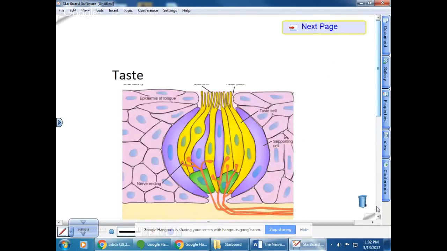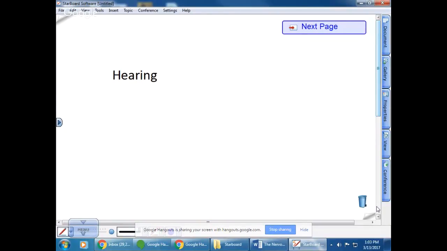So again, taste: in the taste buds on your tongue, there are receptors that bind to chemicals, and that causes sodium channels to open and an action potential to be generated. So that is actually one of your little essay questions for your final exam too: how do we perceive the difference?